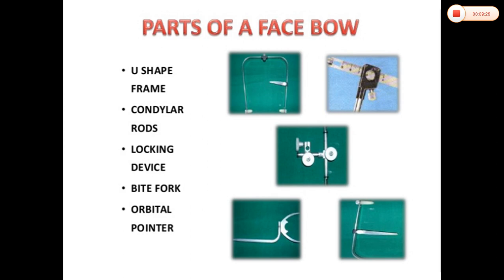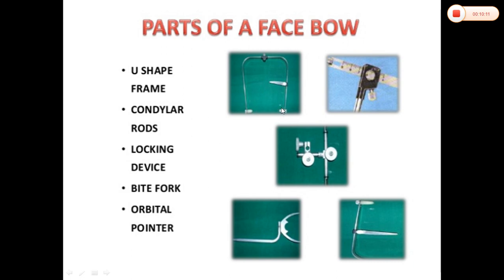So coming to parts of face bow. A face bow has a U-shaped frame, which you can see in the first picture. Then the second one being condylar rods, which go into the external auditory meatus. This is actually a spring bow type face bow, and these white knobs are called condylar rods or condylar knobs over here.